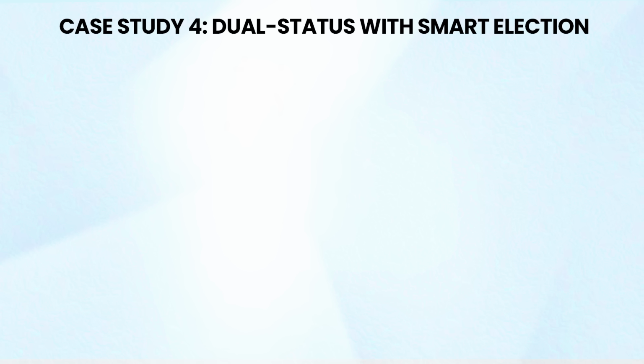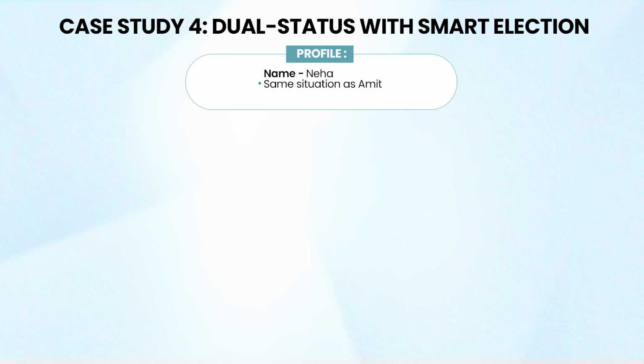Let's go through case study 4, that is about a dual status taxpayer who makes a smart tax election. The name is Neha. Her situation is very similar to Amit from case study 3. Meaning she was also a non-resident for part of the year and a resident for the other part of the same tax year. Additionally, Neha is married and her spouse is currently living in India.